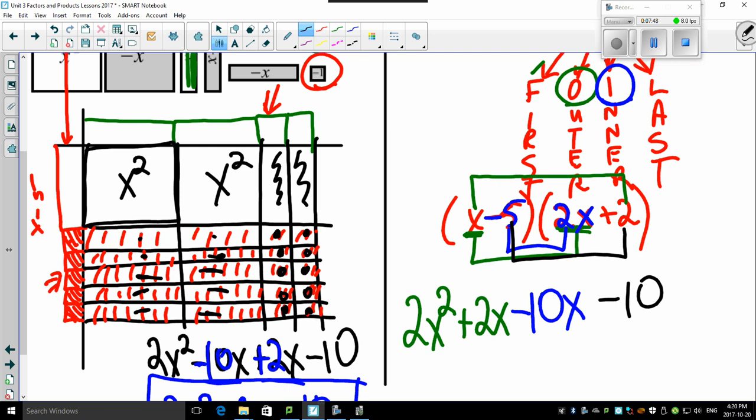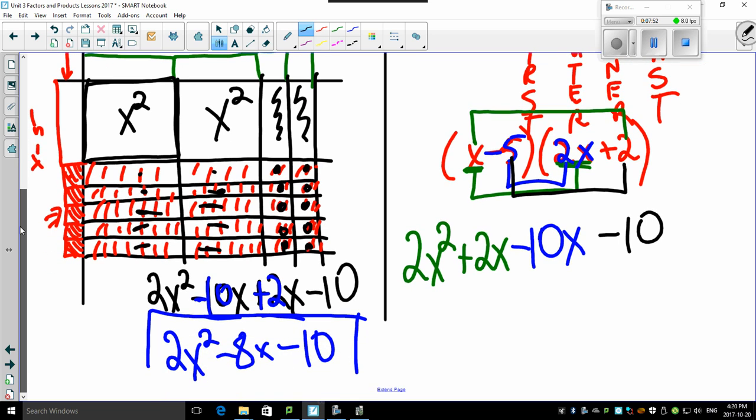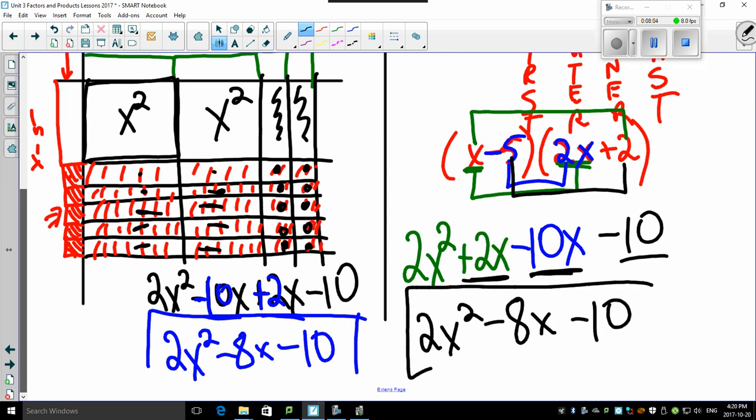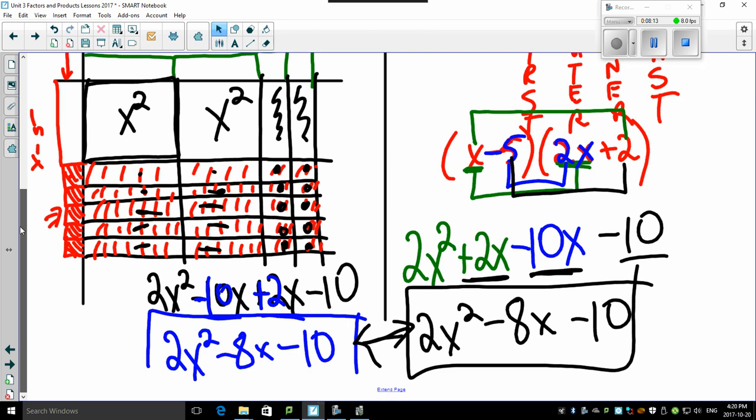And lo and behold, take a look at this. This is going to really freak you out when you see it. Look at this. There's 2x and minus 10x. They can be combined to give you 2x squared minus 8x, and there's the minus 10 all by its lonesome. Check it out. Look at that. This guy and this guy are exactly the same. So if you want to see a visual representation, this is the way to do it.